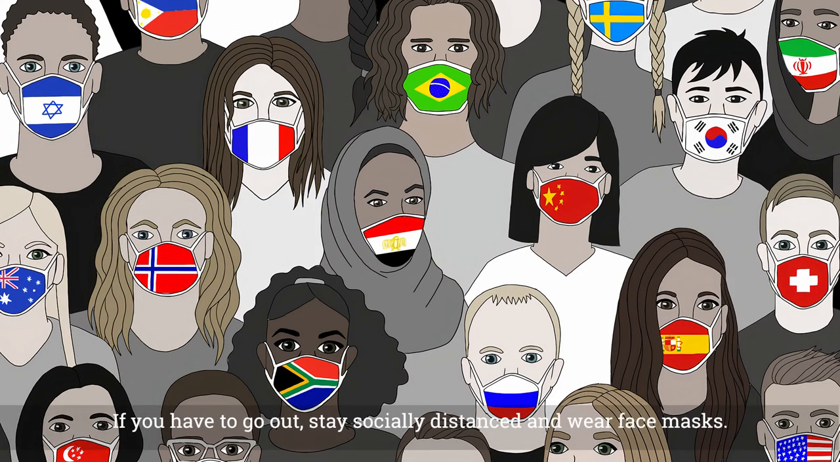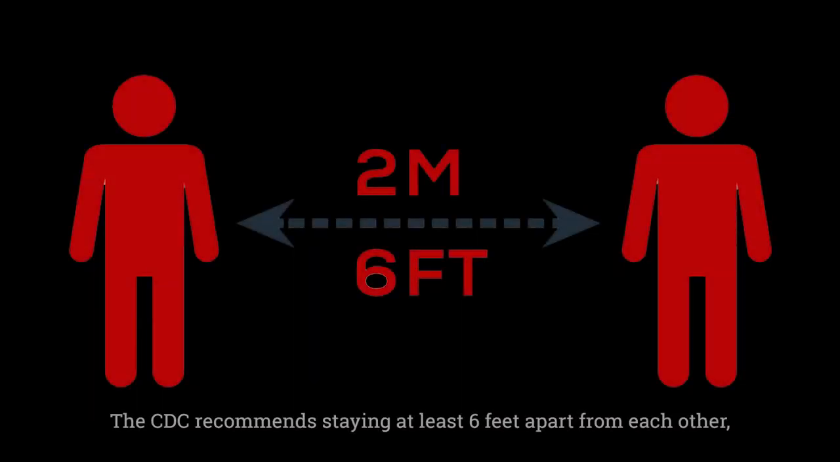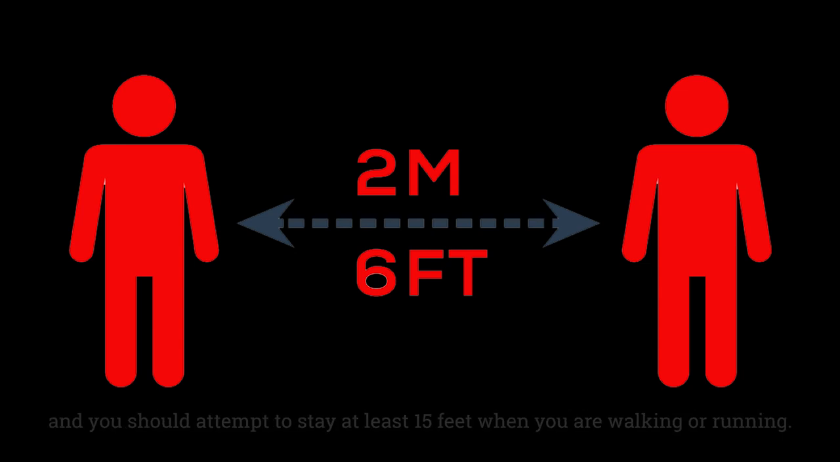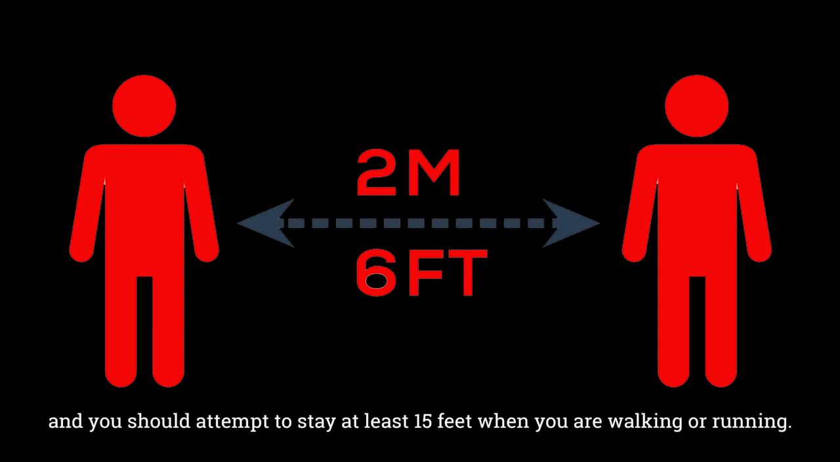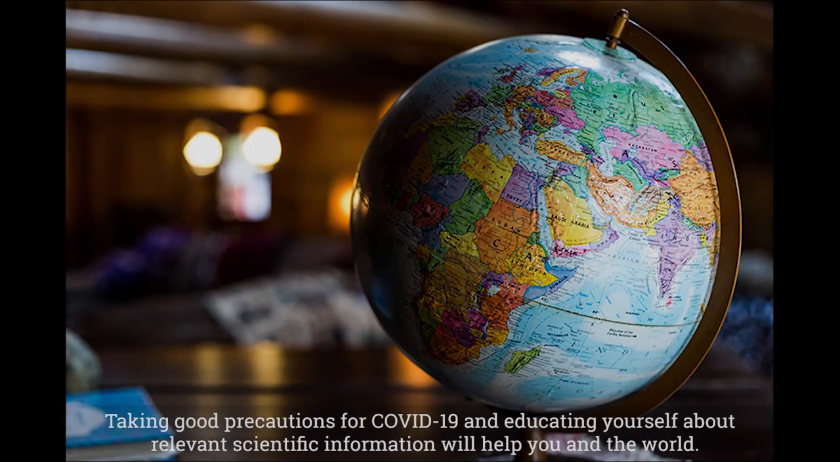If you have to go out, stay socially distanced and wear face masks. The CDC recommends staying at least 6 feet apart from each other, and you should attempt to stay at least 15 feet when you are walking or running. Taking good precautions for COVID-19 and educating yourself about relevant scientific information will help you and the world.